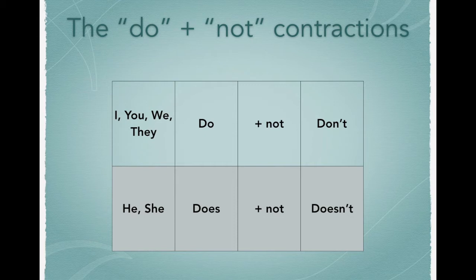Today we are going to be learning the do not contraction. We only have two possibilities for what the contraction will look like. If it is for I, you, we, and they, we use the contraction for do not, and that is pronounced don't. If we are using he, she, and it, we use the contraction for does and not, doesn't.